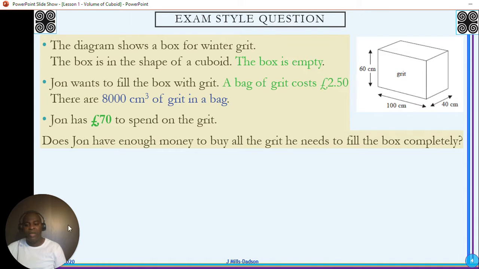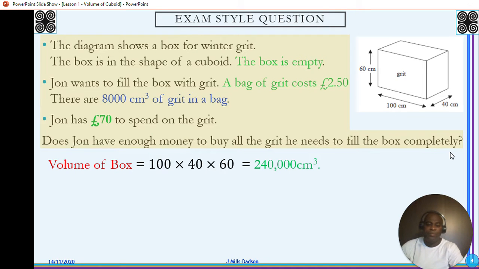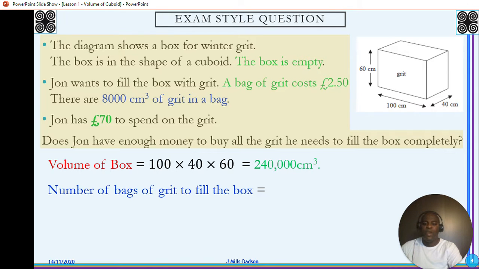So we start by working out first how much space we have in the box. So we work out the volume. 100 by 40 by 60 is 240,000 cm cubed. That is the amount of space we have inside the box. Second, we need to find out how many bags we need to fill the box. Each bag, remember, contains 8,000 cm cubed. So if you want to find out how many bags, you divide the volume of the box by the space of the bag. So 240,000 divided by 8,000 tells us we're going to need 30 bags.